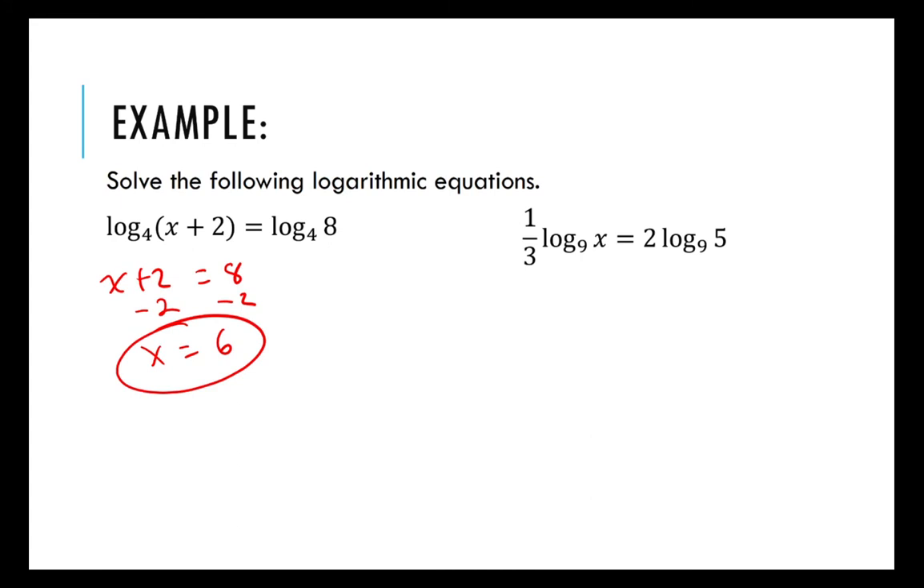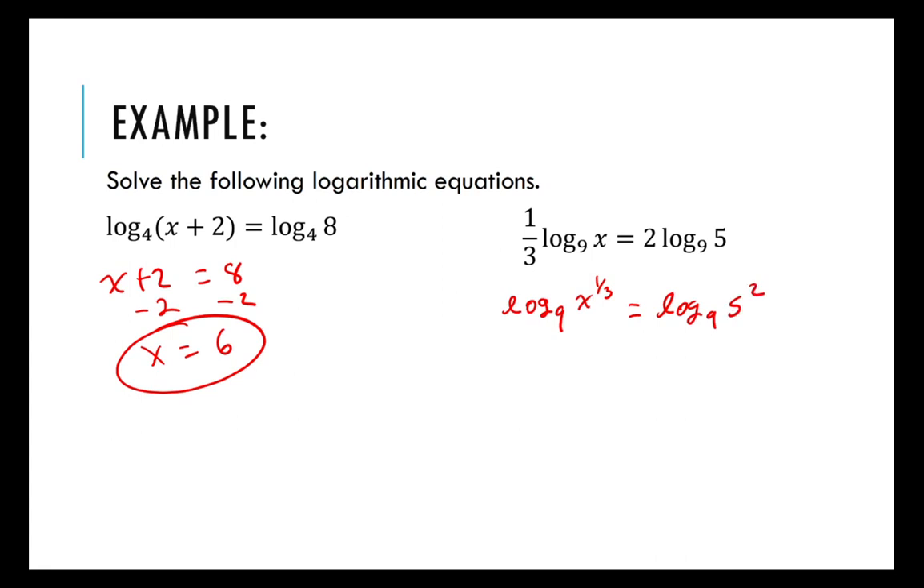Here we have 1/3 log base 9 of x is equal to 2 log base 9 of 5. Well, first off, we need to get the logarithms to be a single logarithm equal to a single logarithm if possible. And so I see that this 1/3 on the outside and this 2 on the outside, those can become powers of the arguments. And so that becomes log base 9 of x raised to the 1/3 power is equal to log base 9 of 5 squared.